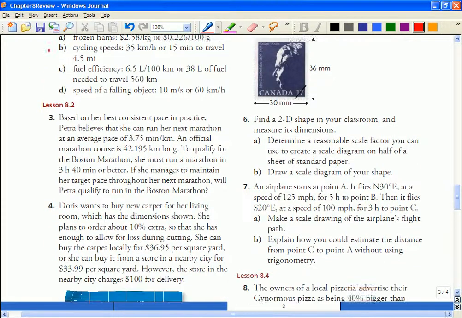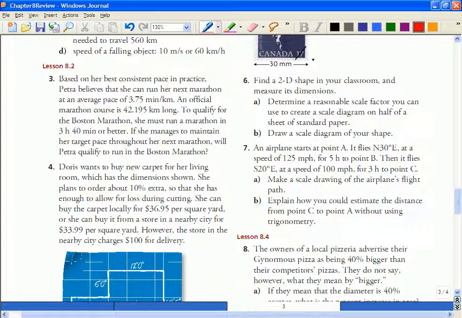Okay, so let's continue here. This is section 8.2 now. Based on her consistent pace and practice, Petra believes she can run her next marathon at a pace of 3.75 minutes per kilometer. An official marathon course is 42.195 kilometers long. To qualify, she must run the marathon in 3 hours and 40 minutes or better. If she manages to maintain her target pace, will she make it?